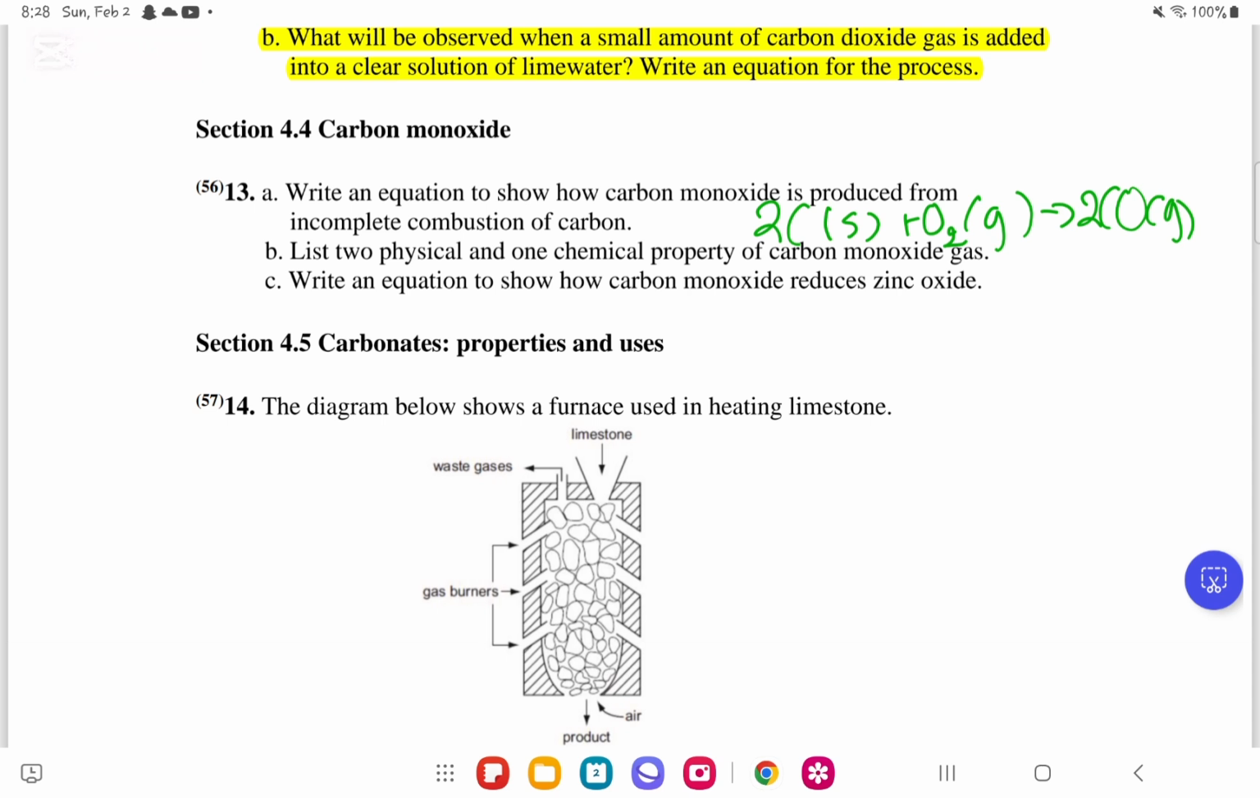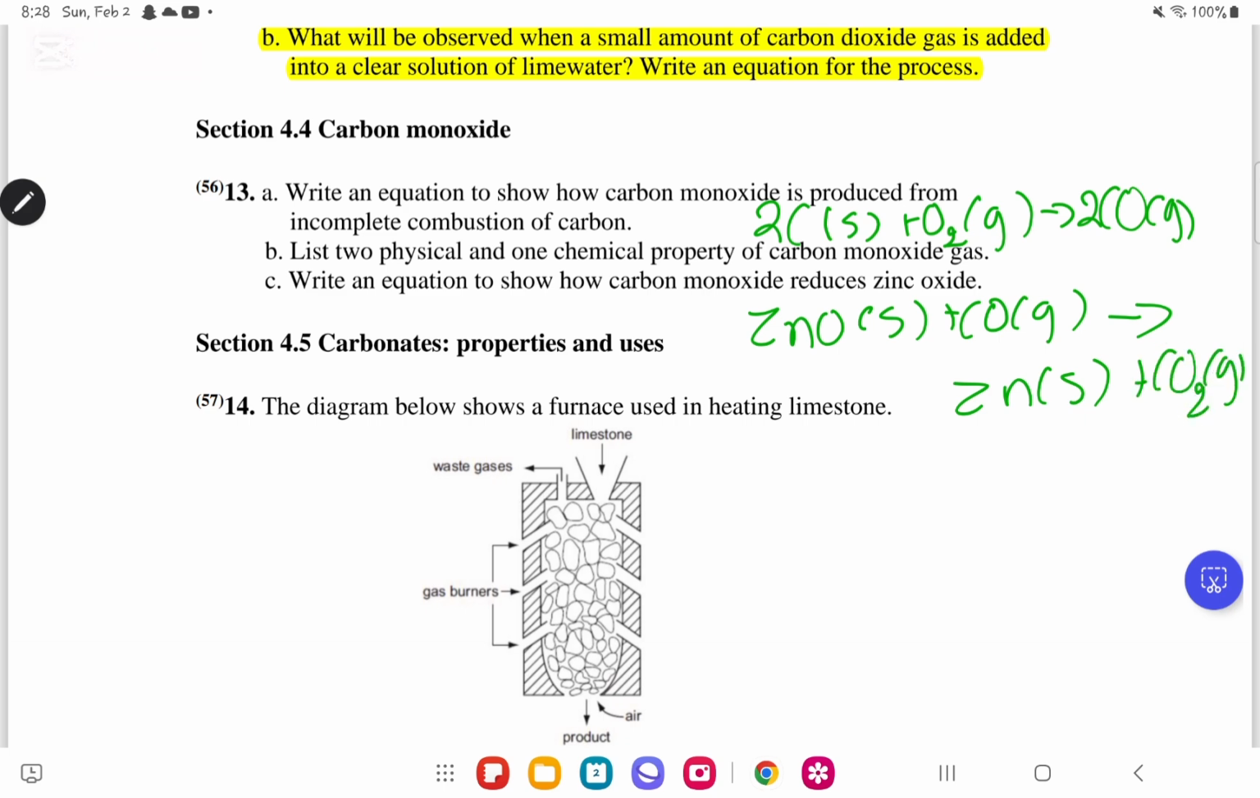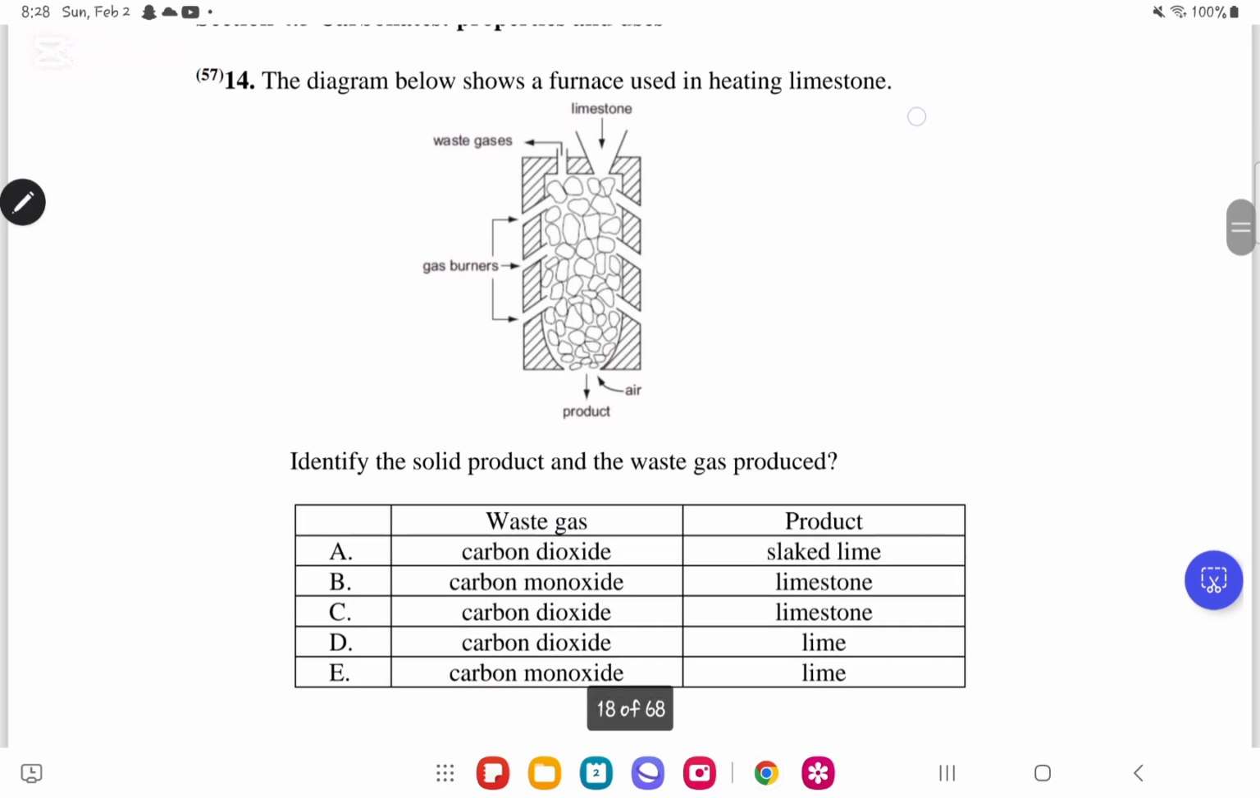Now write an equation to show how carbon monoxide reduces zinc oxide. So zinc oxide solid plus carbon monoxide gas, it will form zinc solid plus CO2 gas. That's pretty much it. So we move on to this over here.